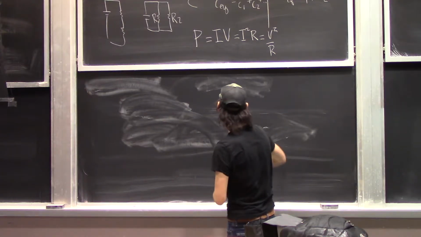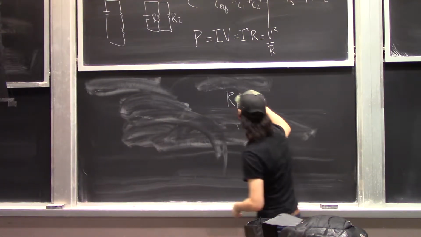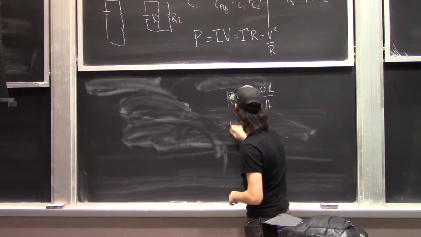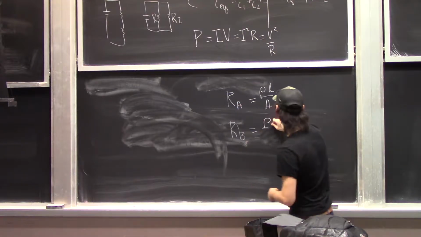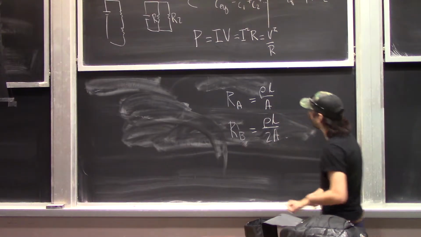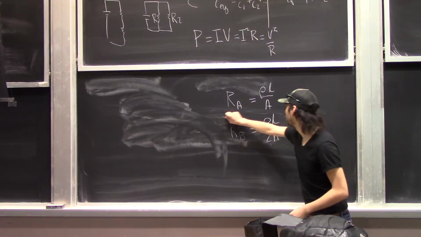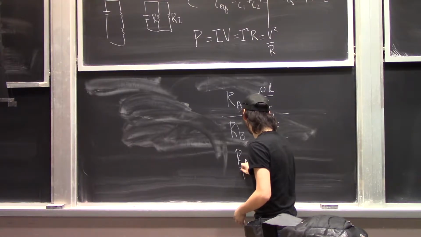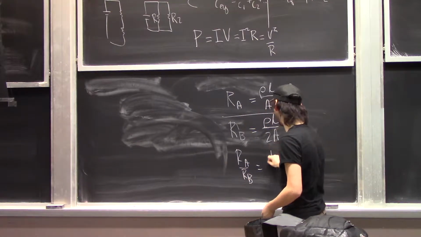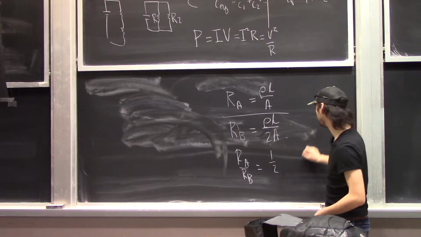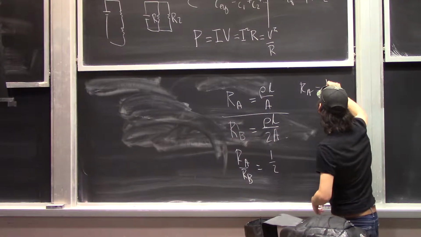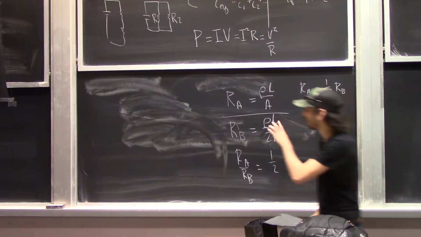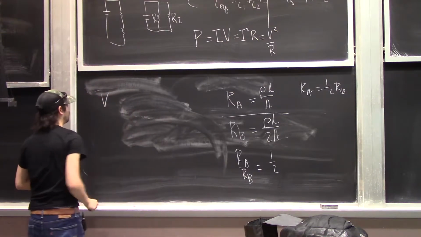If we write down explicitly what RA is, this is going to be rho L divided by A, and RB is going to be rho L divided by 2A. Now we can take a ratio of these two, so I can divide one by the other, and this says that RA over RB is equal to a half. I can rearrange this, and this gives me RA is equal to a half RB, okay?